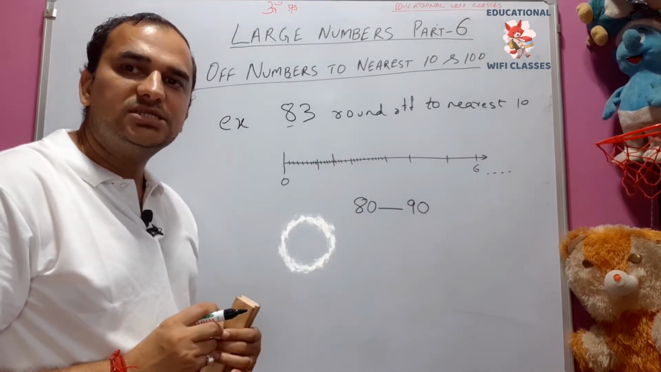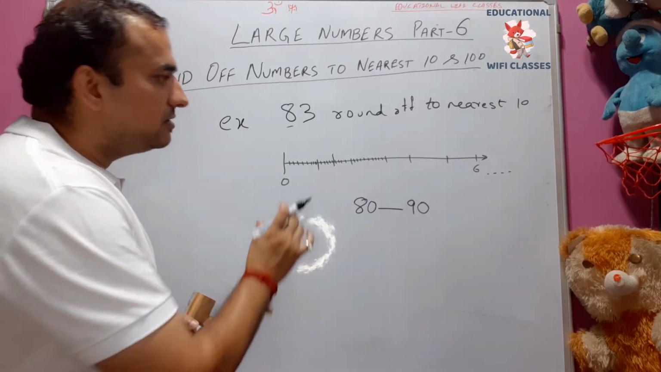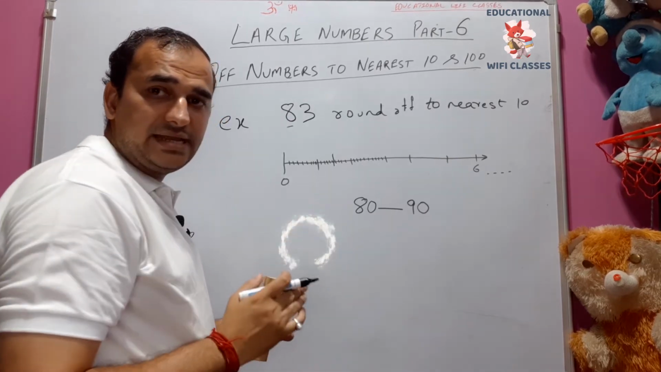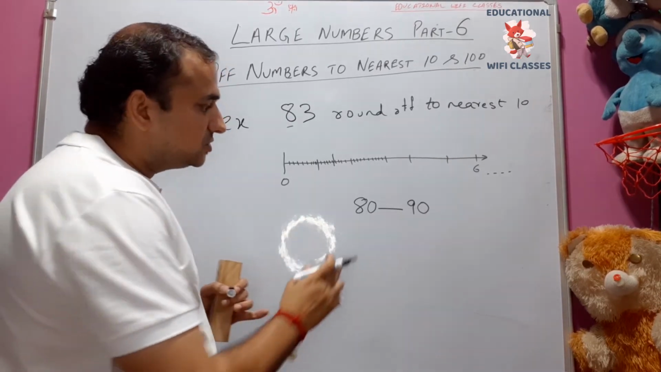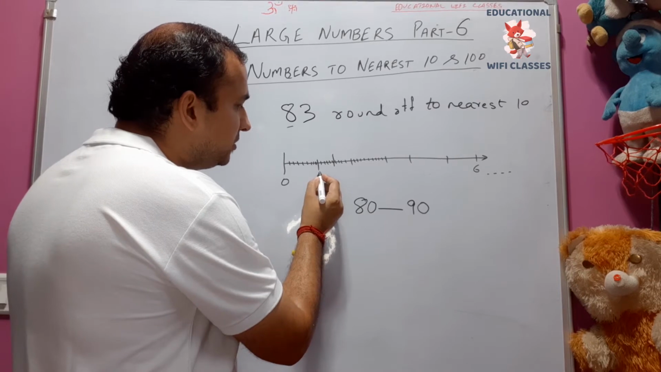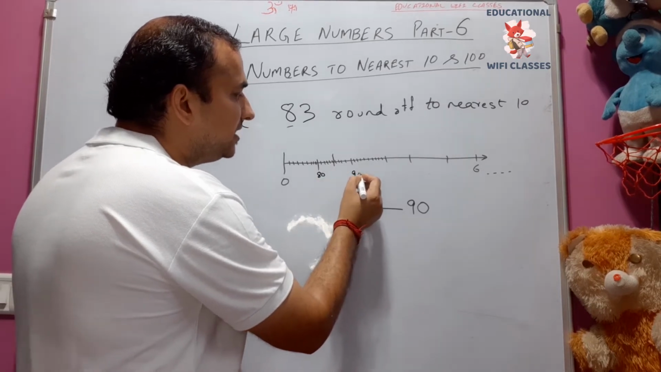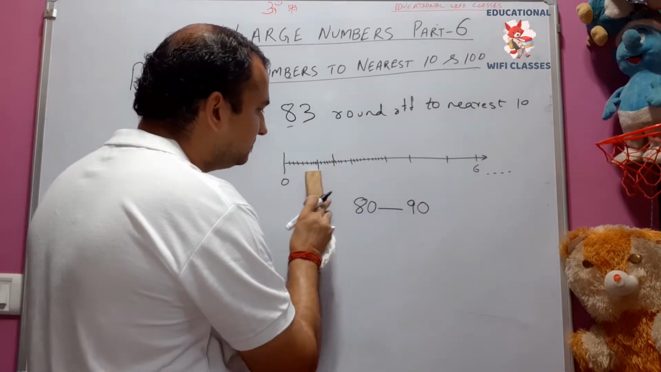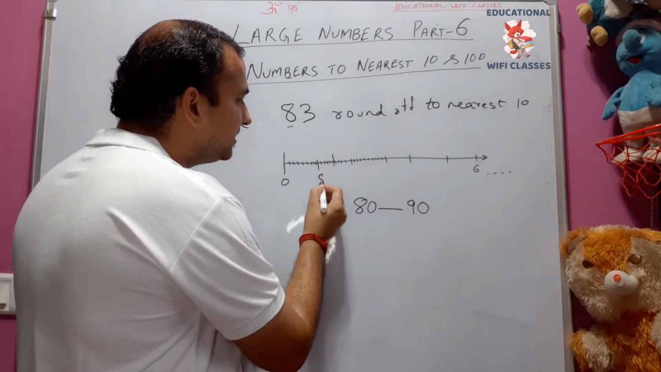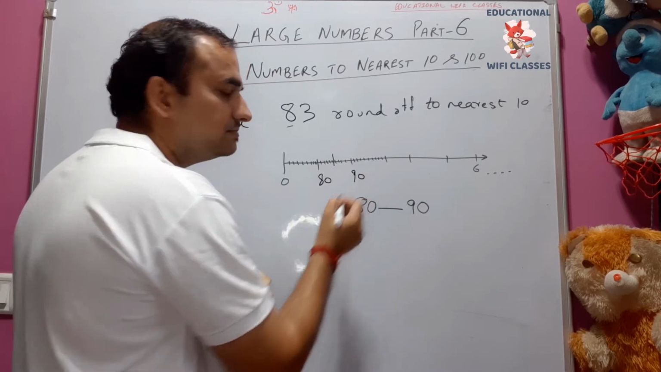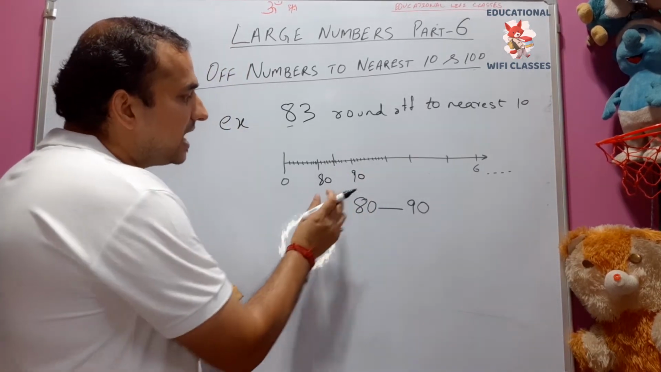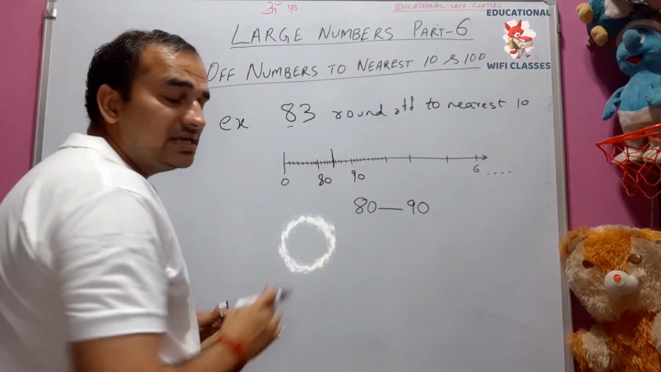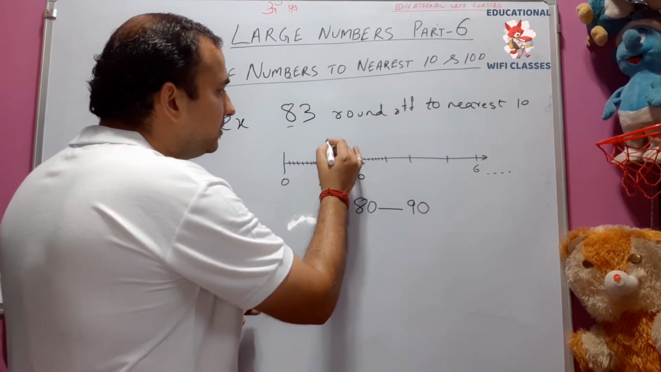But how are we going to decide which house it will go to? So we will draw a number line. On the number line we will not start from 10, 20, 30, 40, 50. We will just go from 80 and 90 only. We put here 80 and we put here 90. I'll just make it bigger, maybe you cannot see. We make it 80 here and 90 here. Then half of 80 and 90 will be 5 points from here. Half of 80 and 90 is what? 85. So we put 85 in here.